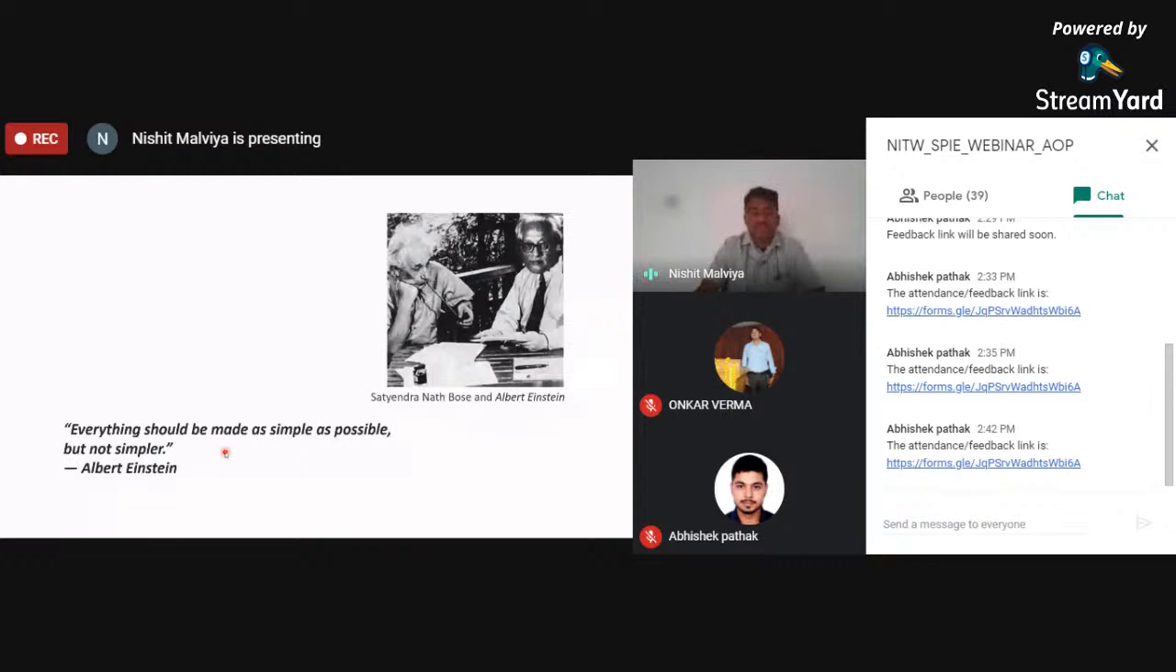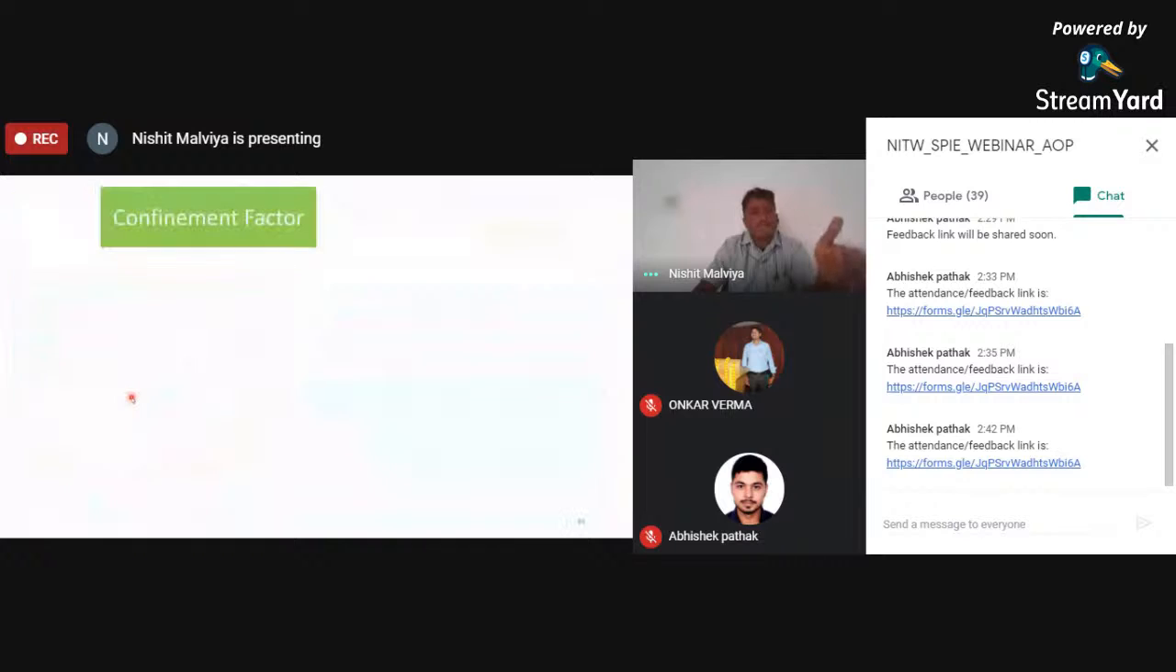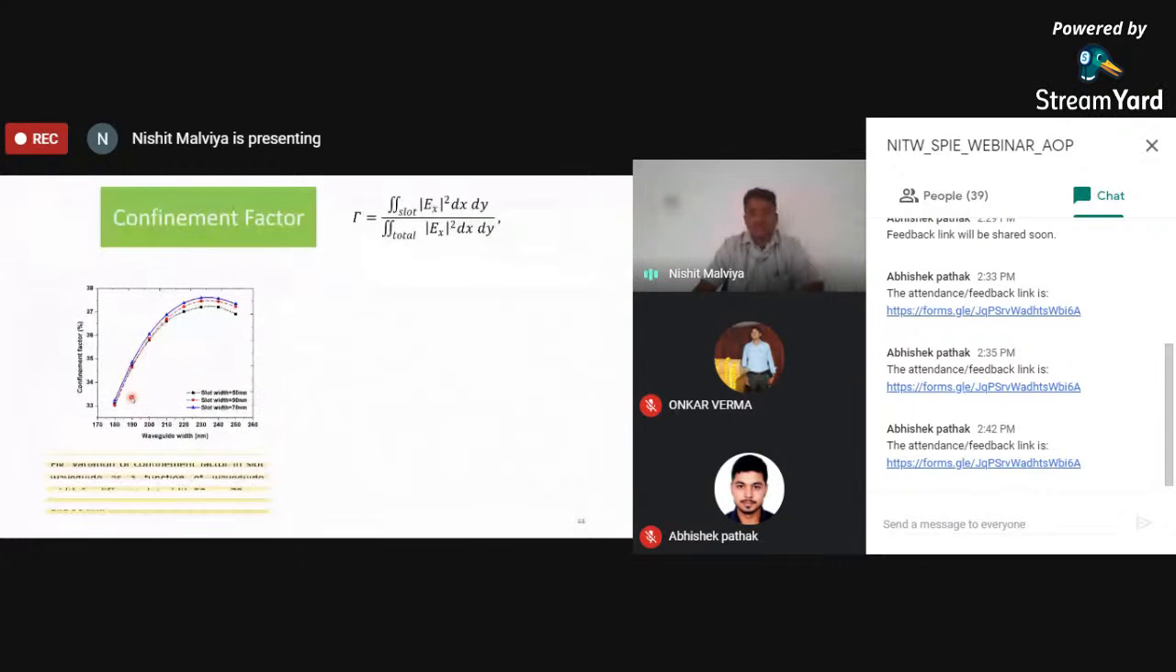The next thing is the slot waveguide modulator, a component of the silicon photonic chip. Here I discuss the slot waveguide based modulator. When we talk about a slot waveguide based modulator, there is a problem: we have to confine light and optimize the structures. So I solve the problem and optimize the silicon photonic chips.